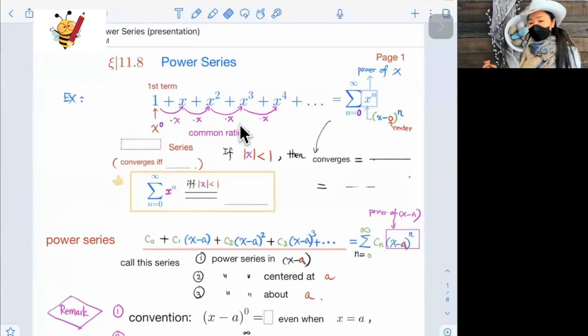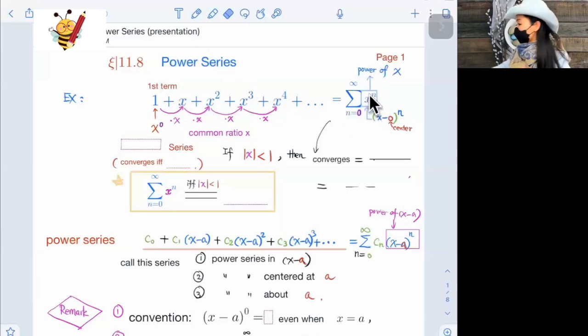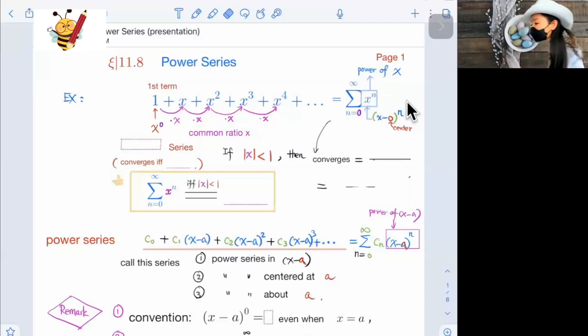So first, let's take a look at the series over here. We have this series 1 plus x plus x squared plus x cubed, etc. This is one example of a power series. Let's just look at each individual term. They involve powers of x. Those are powers of x, right? This is x to the n power.